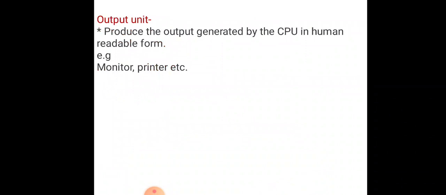Then we have an output unit. The output unit or the output devices produce the output generated by the CPU in human readable form. These devices can also be used to store the result for further use. And the commonly used output devices are monitor, printer, video, visual display unit, etc. So these are the basic components of the computer.